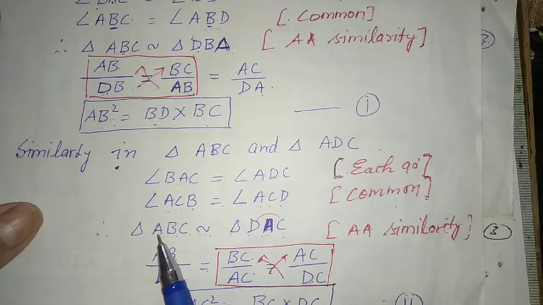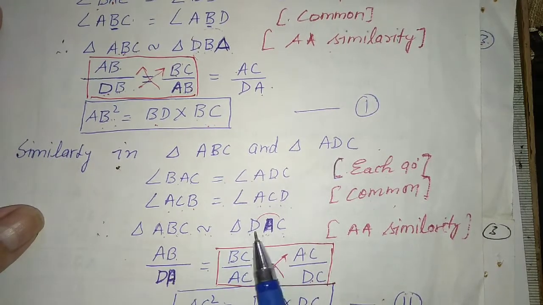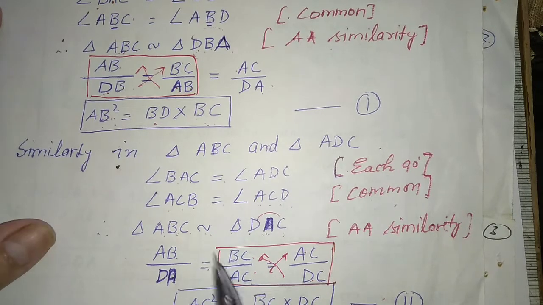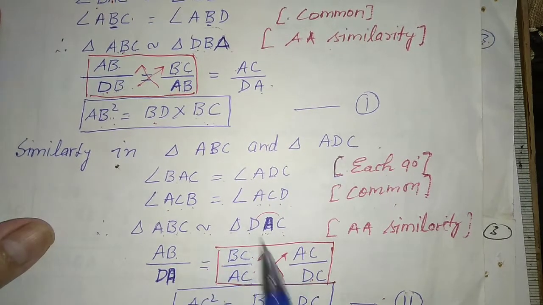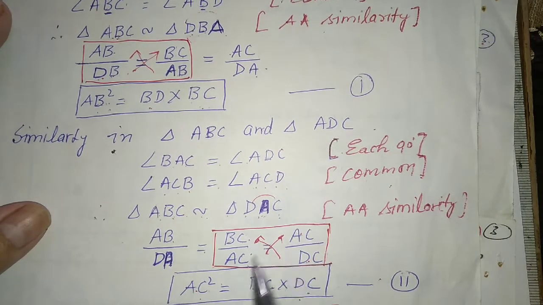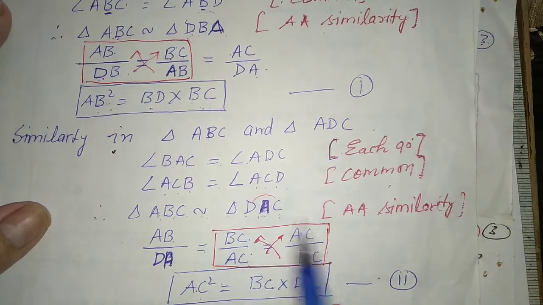So we can say that AB upon DA is equal to BC upon AC and AC upon DC. This time we are getting AC square, so we will choose these two parts.